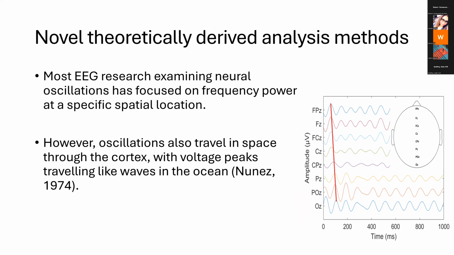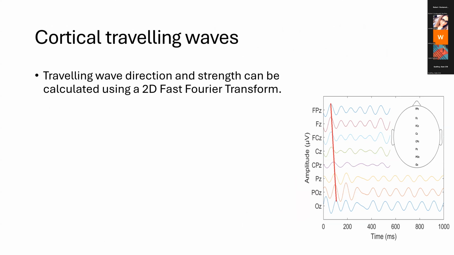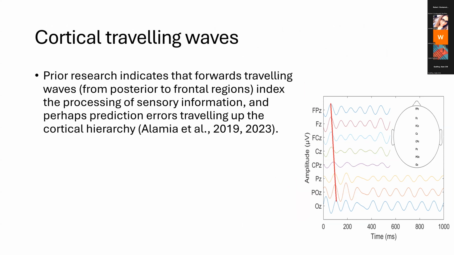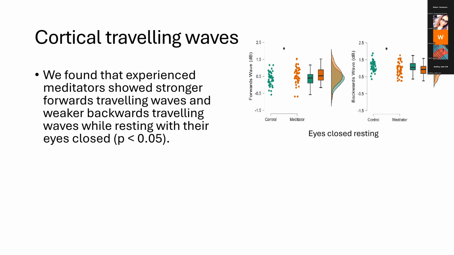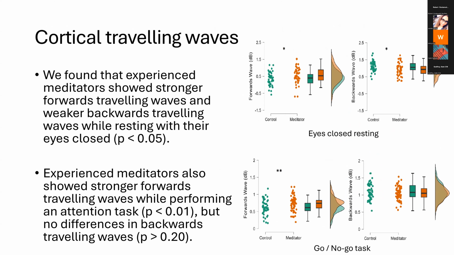We looked, instead of just oscillations at a single point in space, like a single electrode, at how oscillations travel. And so we found in this cortical traveling wave analysis, using a 2D fast Fourier transform just across the midline electrodes, that meditators showed stronger forwards traveling waves and weaker backwards traveling waves.